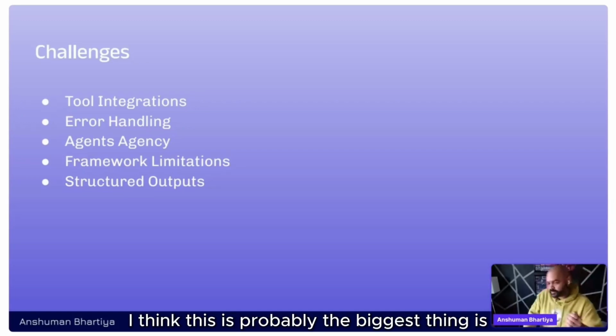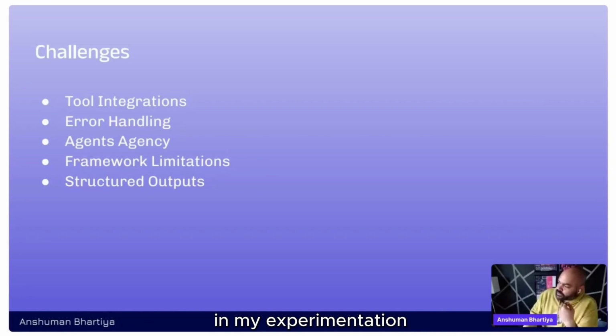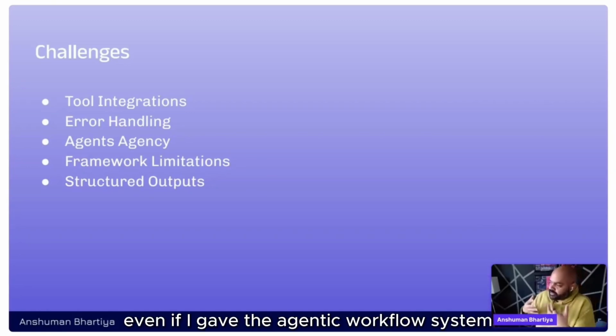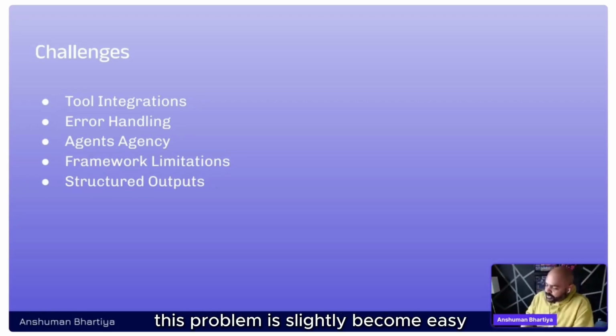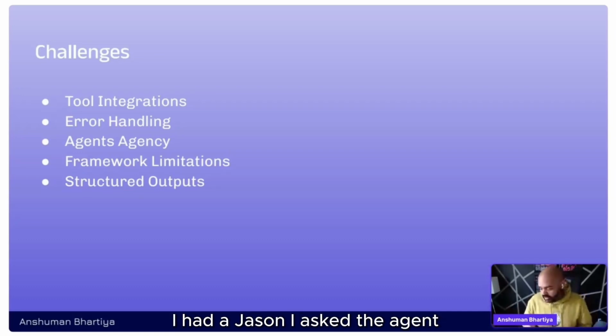Then finally, structured outputs. I think this is probably the biggest thing. In my experimentation, even if I gave the agentic workflow system a prescribed JSON schema that I wanted it to follow for input and output, I still saw that the ReAct agent would just produce JSON with some additional objects in the array. It was just very weird. As some of these frontier models are becoming smarter, this problem has become slightly easier. But when I was experimenting six, seven months ago, this was a big problem. I had a JSON, I asked the agent to follow that JSON, and it was still not following it. That broke the entire system down.